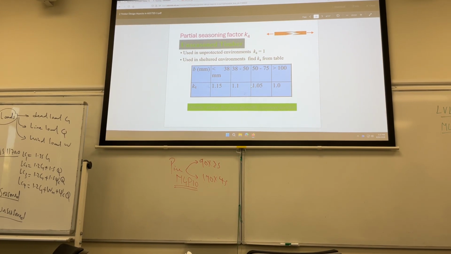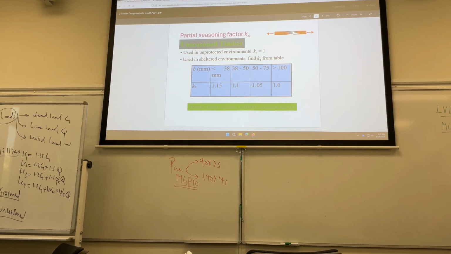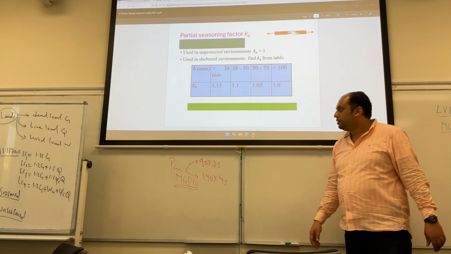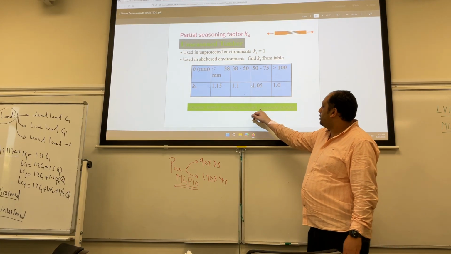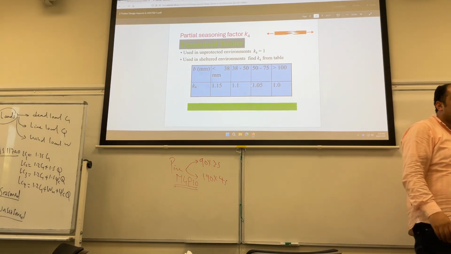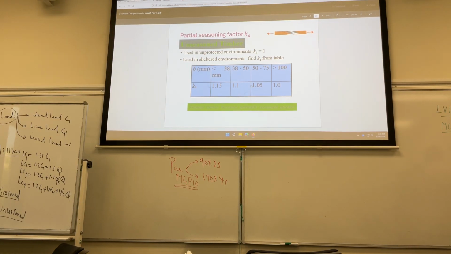Today we just introduced the topic, not going into detail. So this is the table I showed you. If the thickness is less than 38, how much is K4? 1.15. If it is more than 100, it is 1. So thinner timber becomes partially seasoned quicker. This is the comment. So why do they give K4 more to the smaller width sections? Because what does seasoning mean in fact? Less moisture. So when it is smaller, it will lose the moisture quicker than if it is wide.